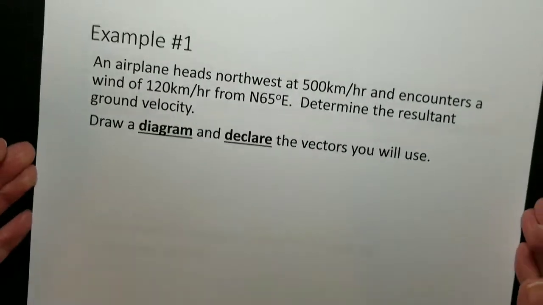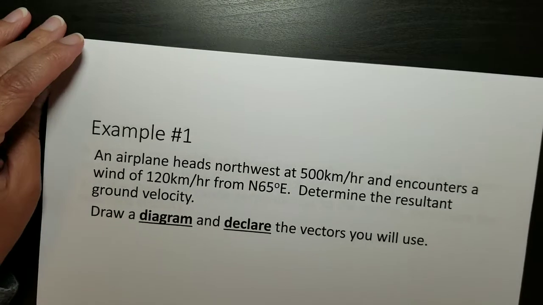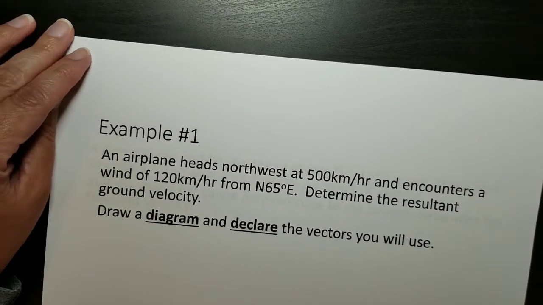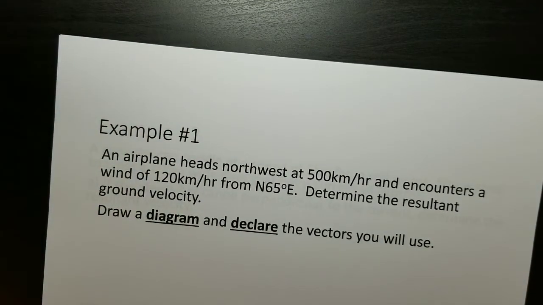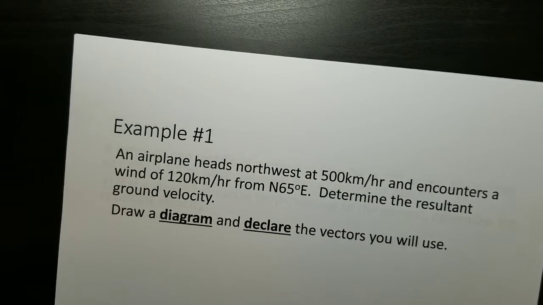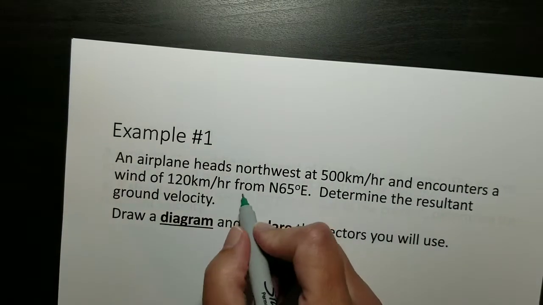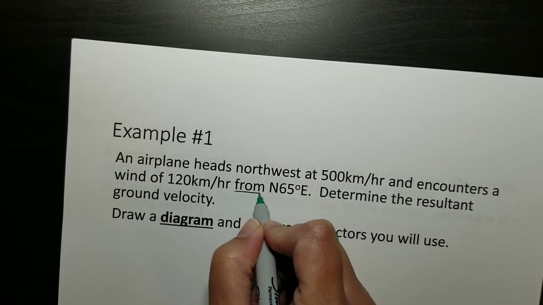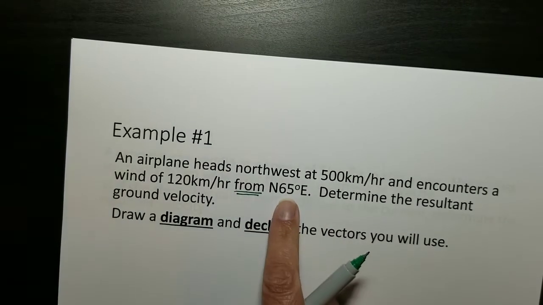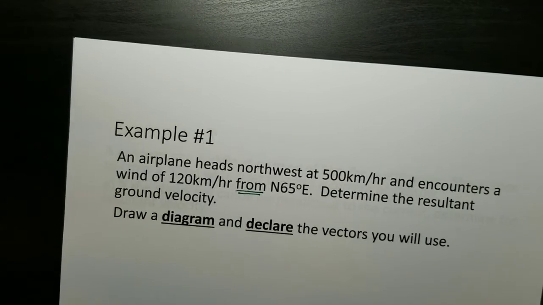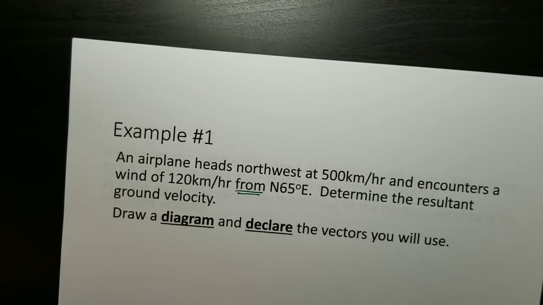So this is the first example, and it is really the same kind of case with the airplanes. The airplane heads northwest at 500 kilometers an hour and encounters a wind of 120 kilometers an hour. That's a pretty big wind. Careful with the wording here. It says from north 65 degrees east. So we want to determine the resultant ground velocity.